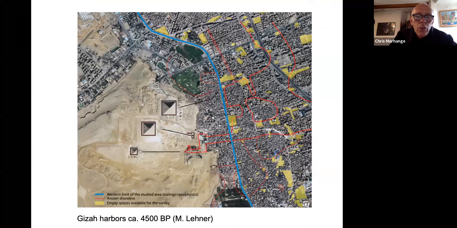So the problem was to try to find the paleo channels and paleo harbor basins which allowed the ancient Egyptians to transport the stones to build the pyramids. Most of the stones in the pyramids are limestone from Cairo, while the capping is granitic from Aswan. The limestone comes from the east bank of the Nile, so you have to transport them for 10 kilometers to the Giza plateau.